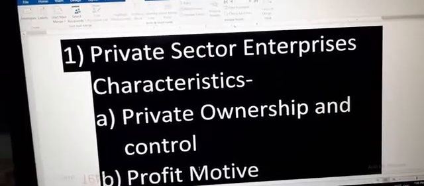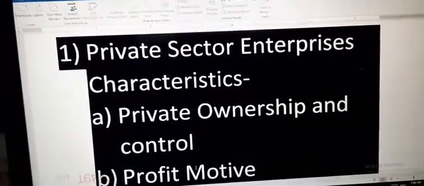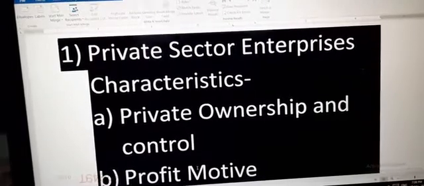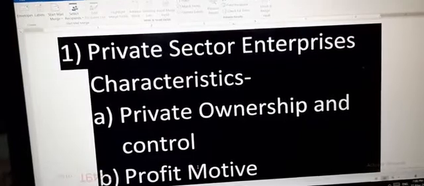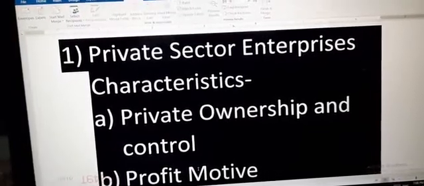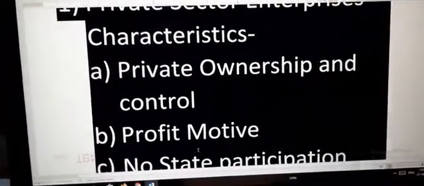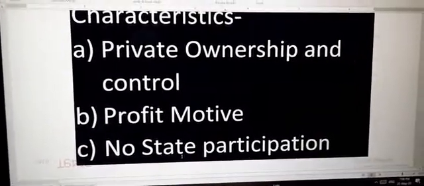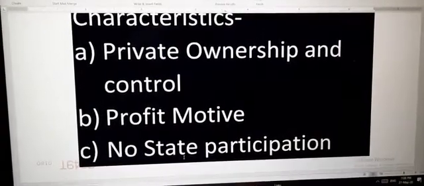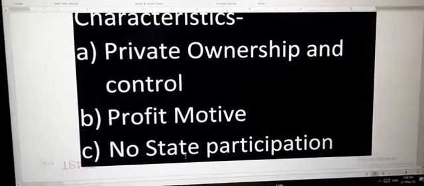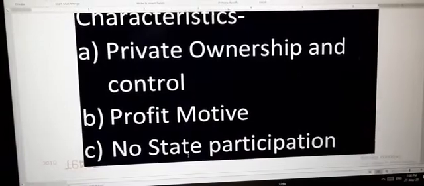In these enterprises, ownership is in the hands of a person other than the government, and the enterprise is known as a private enterprise. Private sector consists of all those business undertakings which are owned and controlled by a private person or a private businessman. Now some characteristics of private sector enterprises are, first, private ownership and control. A private sector undertaking is fully owned and controlled by one or more private businessmen. It may be owned by one individual or by a group of individuals jointly.